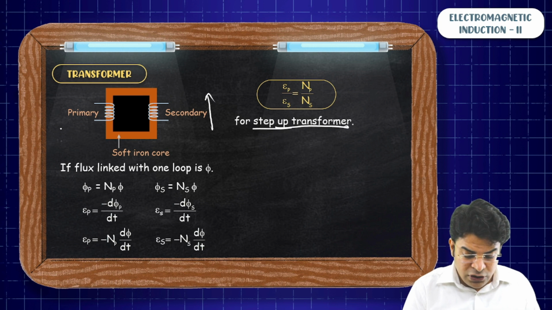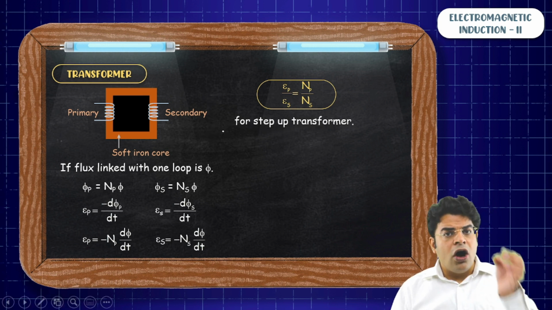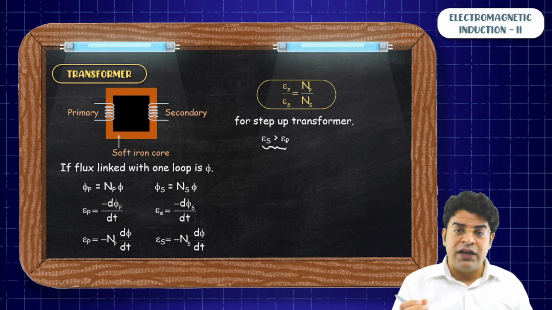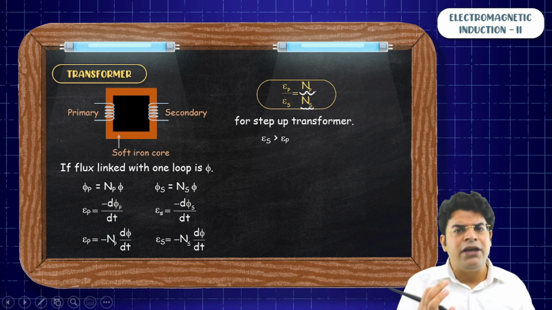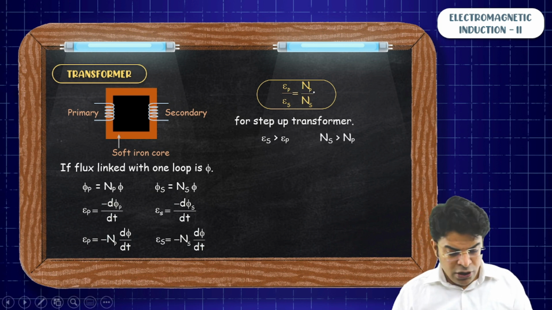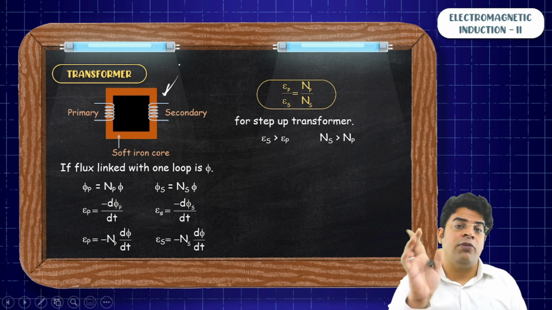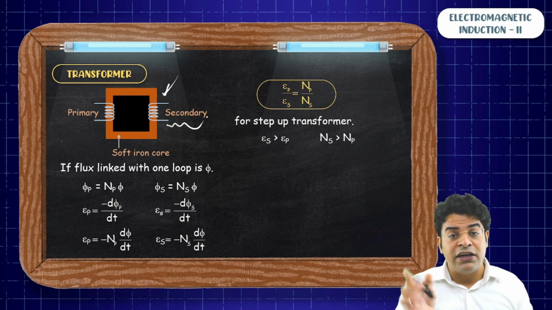So the input is low potential and the output is high potential. If you want the output to be higher potential, the EMF in the secondary to be greater than the EMF in primary, then the number of turns in secondary should be greater than the number of turns in primary. To make the EMF 10 times, the secondary should have 10 times the number of turns. To make the output EMF 100 times, the secondary should have 100 times the number of turns.